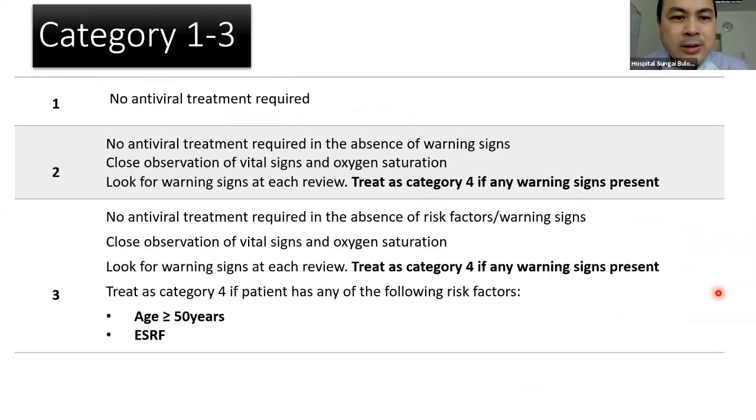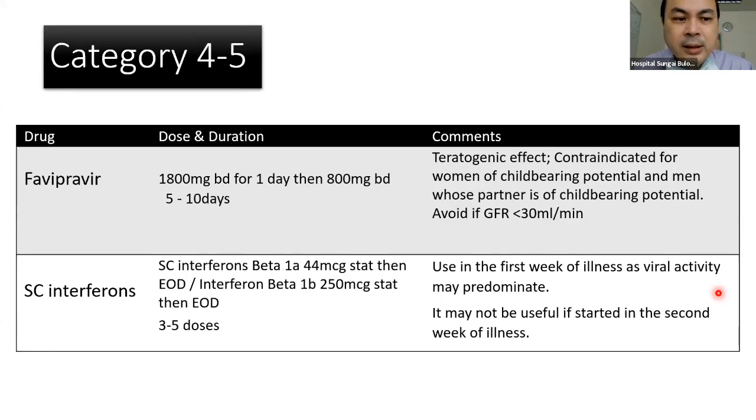Category 1 to 3, generally we don't give any. Category 1 we don't treat. Category 2, if the patient has got warning signs, then we treat as category 4. That means we have to prepare our steroids already. If the patient is category 3, if there are warning signs present, then we treat as category 4. Or if the patient is more than 50 years old, has got end-stage renal failure, then we also treat as category 4.